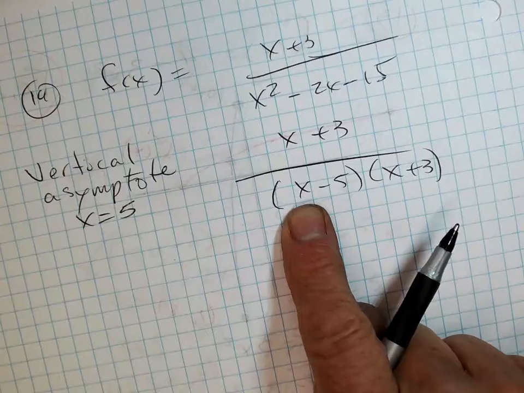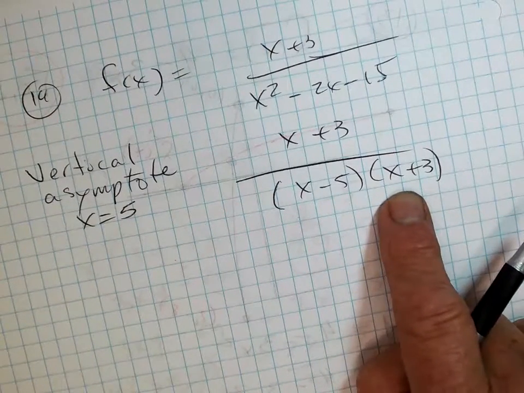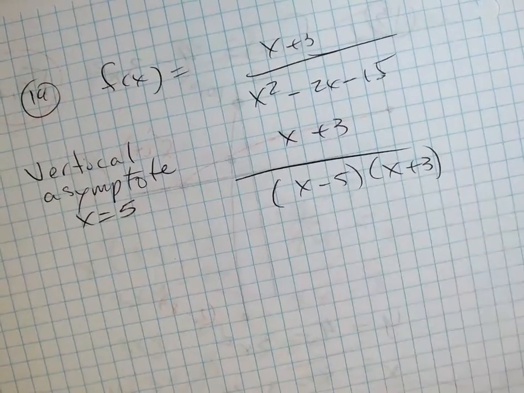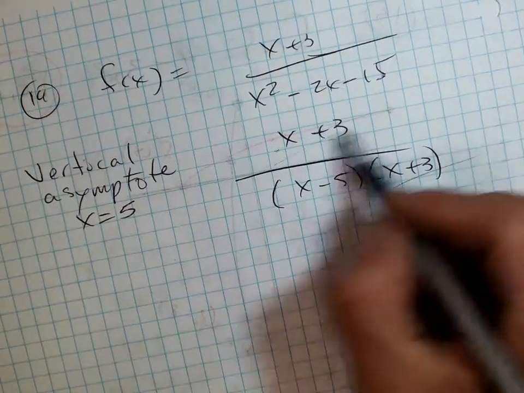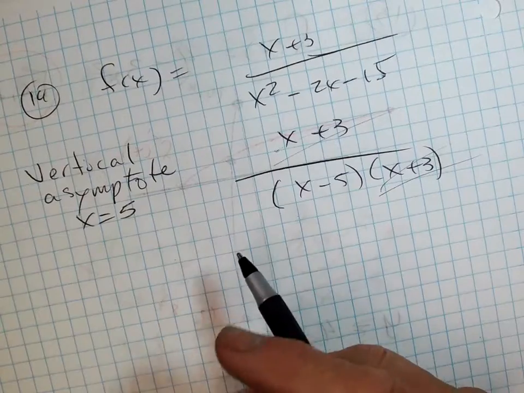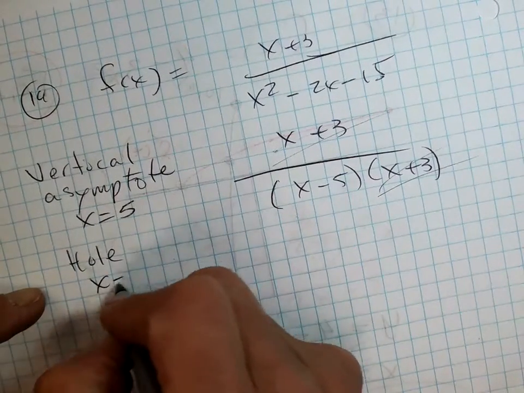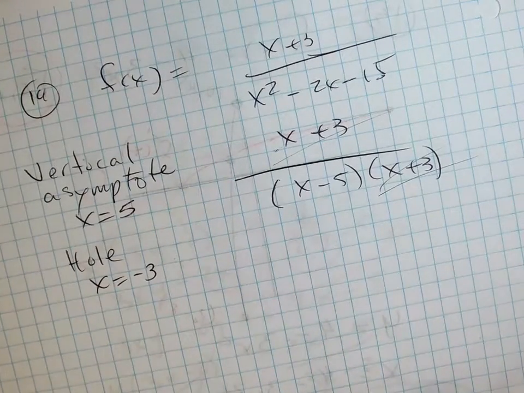It's a vertical asymptote. It can't be negative 3, but negative 3 is removable. If I can cancel out the problem, removable means if I can cancel it out, cancel, cancel. If it's a removable problem, it's a hole. So I have a hole at x equals negative 3. Mr. Massey is going to want you to know this.